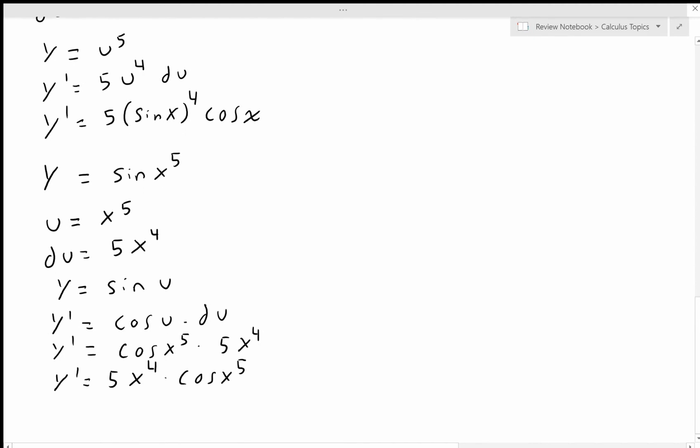Let's say y prime equals 5x to the 4th times cosine x to the 5th. Same problem, different method now. y equals sine of x to the 5th. y prime equals cosine x to the 5th times 5x to the 4th, taking the derivative of that inside, and we see they match up again. Can rewrite it.